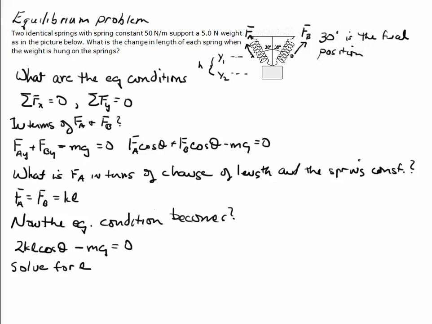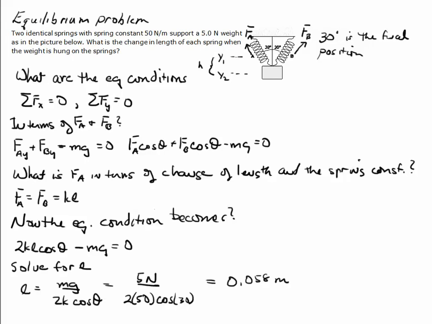Now let's solve for L. Solving for L, we have that L is mg over 2k cosine theta, which is 5 newtons over 2 times 50 cosine 30, and a change in length of 0.058 meters. End of problem.